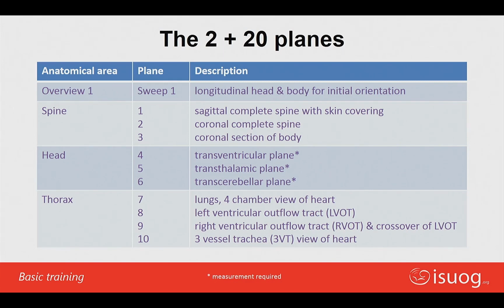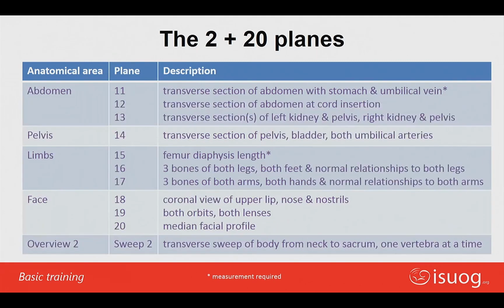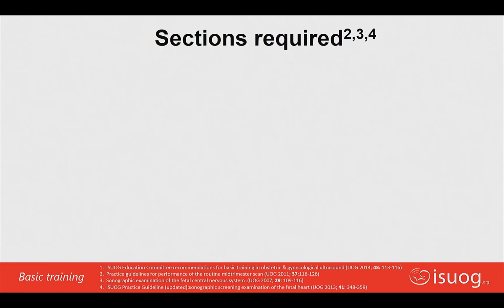So the 2+20 planes, as you can see, are listed here, and the individual speakers, as you can see from the programme, are going to go through these planes and anatomical areas as we go through the day. So I don't need to read those out. These are the first 10, and then the second 10 here. So there's a sweep at the front and a sweep at the beginning, because you've got to find the baby before you start examining it, and then there's a sweep at the end, which puts the whole thing together when you've finished your examination, and then the 20 different planes in between.